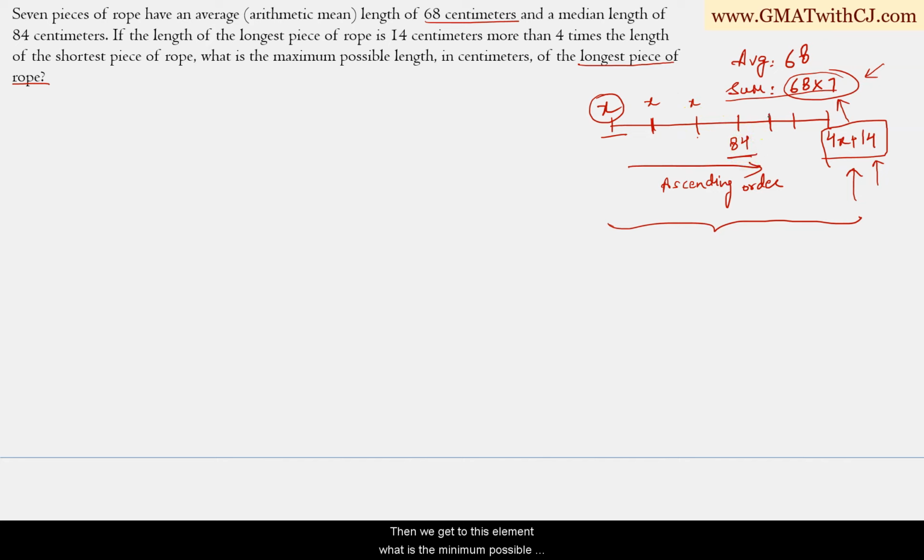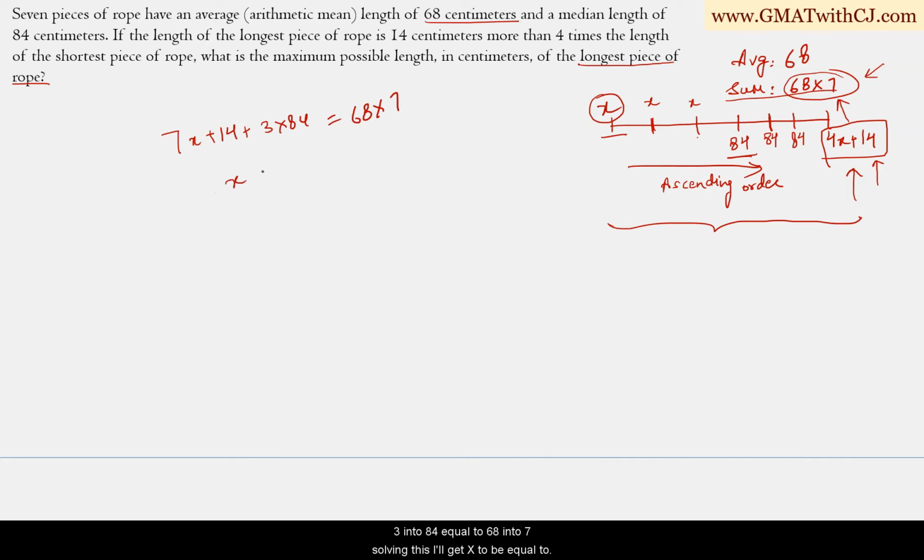Then we get to this element. What is the minimum possible value of this element? It has to be at least 84. And again, for this one also it's going to be 84. So now we have the values for the lengths of each of the ropes. Now we can just add them up and equate them to 68 times 7. So we get 7x plus 14 plus 3 times 84 equals 68 times 7.